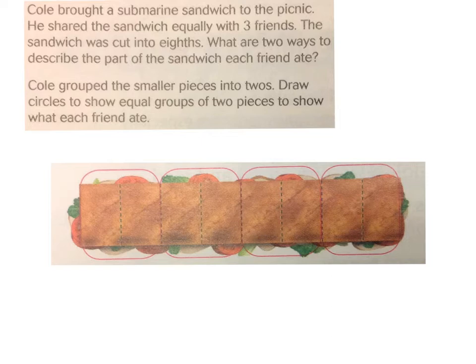Cole brought a submarine sandwich to the picnic. He shared the sandwich equally with 3 friends. The sandwich was cut into eighths. What are 2 ways to describe the part of the sandwich each friend ate? Keep in mind that we have Cole and 3 friends, so that's 4 people altogether.